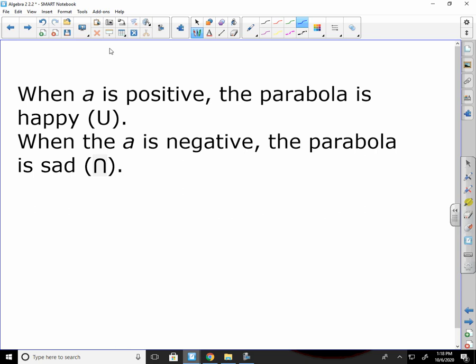Remember, when a is positive, the parabola is happy. It's like a smiley face. So when things are positive, you're smiling. When the a is negative, the parabola is sad, like a frowny face. So when it's negative, it's sad. Just an easy way to remember what our a does to the function.